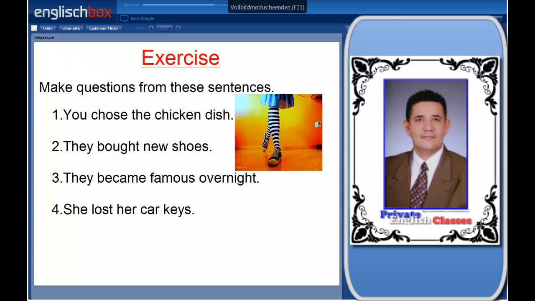Okay. I looked at and studied those irregular verbs. We have a quick exercise for you. So here you have 4 sentences, all with irregular verbs, and you have to change these sentences once again into question forms. So you have: you chose the chicken dish, they bought new shoes, they became famous overnight, and she lost her car keys. So pause the video again, and then we'll look at the answers.